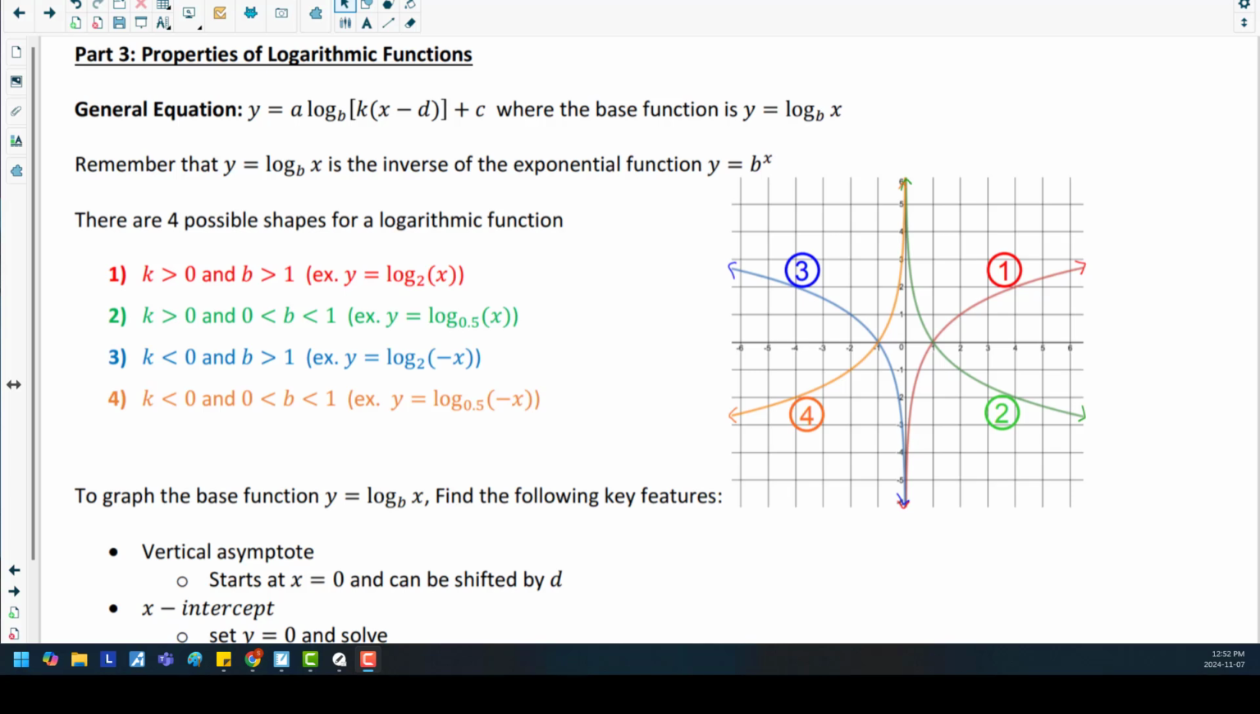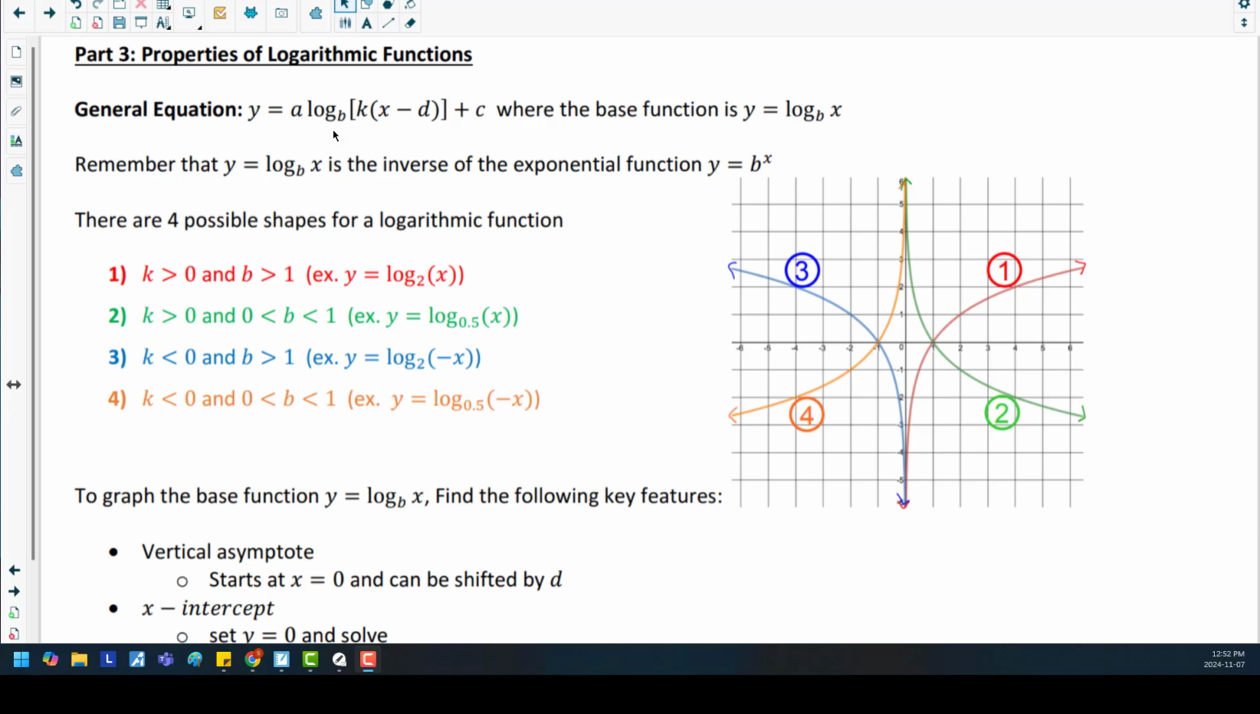All right, welcome back everyone. So this is going to be part two. We're going to be learning about properties of logarithmic functions. So the general equation is going to be y equals a times log base b, and then we have brackets k times x minus d plus c.